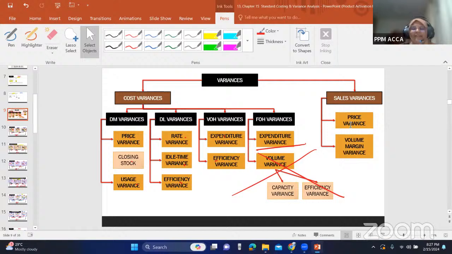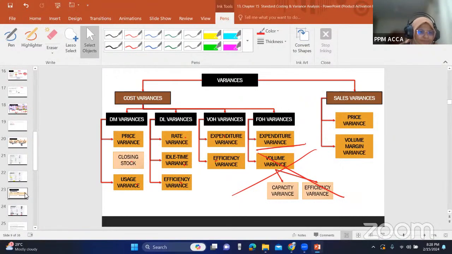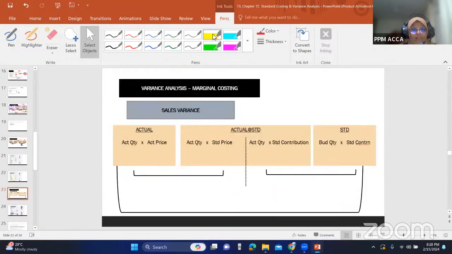Sales variances, there will be a very, very small change. Okay. What is that change? I will show you here. I'll highlight the change. Just this. That's not visible. Standard contribution. Because if you remember, guys, when it comes to marginal costing, very rarely do we take a decision based on profit. A better figure that we can calculate is something called contribution.